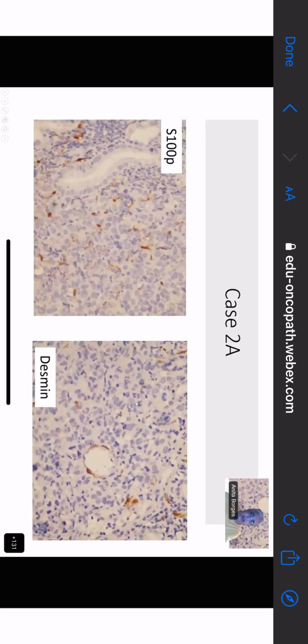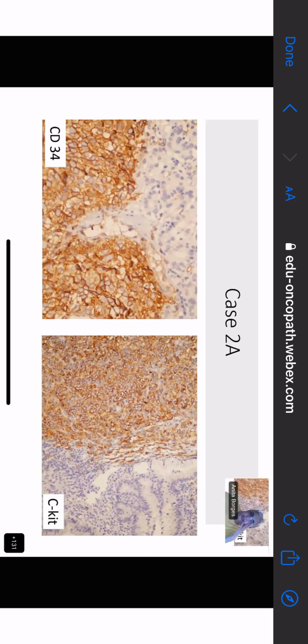Very good. Now, what about S100 protein? Is it positive or negative? It's negative, ma'am. Negative. What about desmin? It is also negative. Also negative. What is this? CD34. So is it positive or negative? It is positive. And what's on the right hand side? It's not visible, ma'am. The name is not visible.